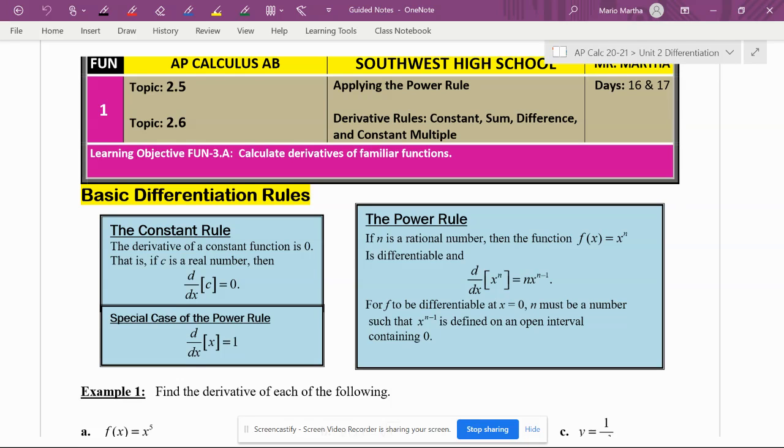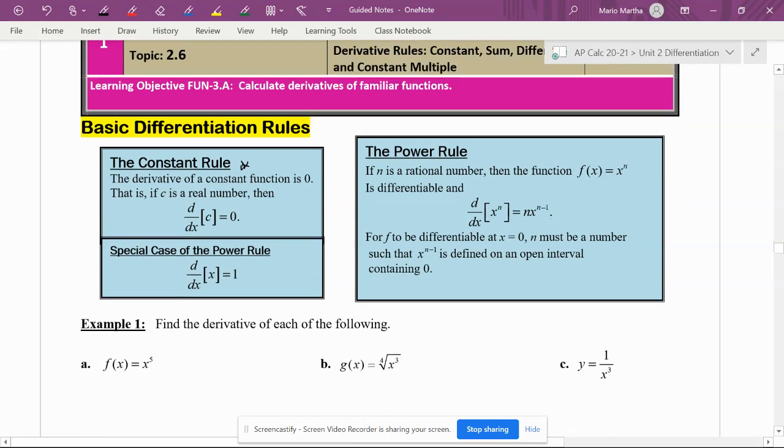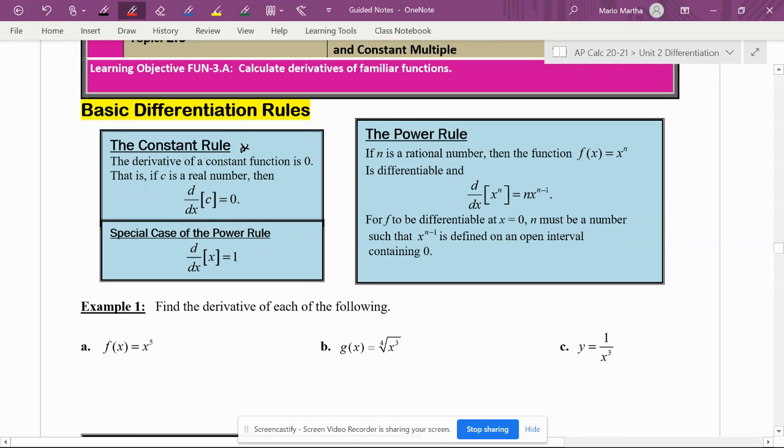Today's topic 2.5, applying the power rule. Also, topic 2.6, derivative rules: constant, sum, difference, and the constant multiple. First, we're going to look at the basic differentiation rules, which is pretty much the constant rule right here. The derivative of a constant function is zero. That is, if c is a real number, then the derivative with respect to x of the constant c is equal to zero. And then the special case of the power rule will be right here.